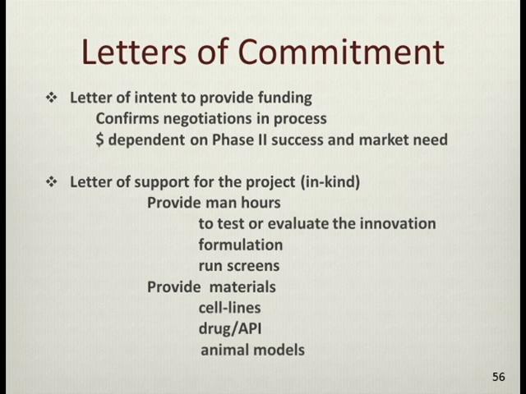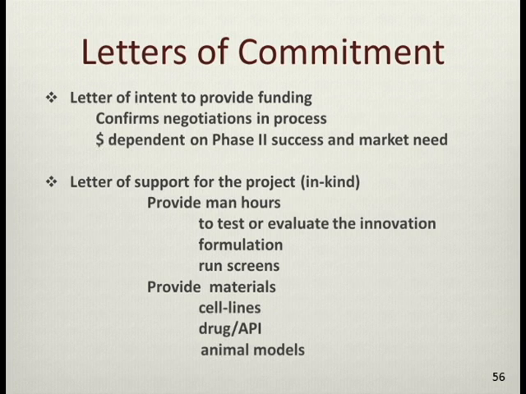Letters of commitment are great to add to the appendix for the Phase 2 SBIR or STTR. The letters of commitment can be letters of intent to provide funding. These letters confirm that a negotiation is in process and will likely say that the funding is dependent on the Phase 2 success and that the market need still exists.